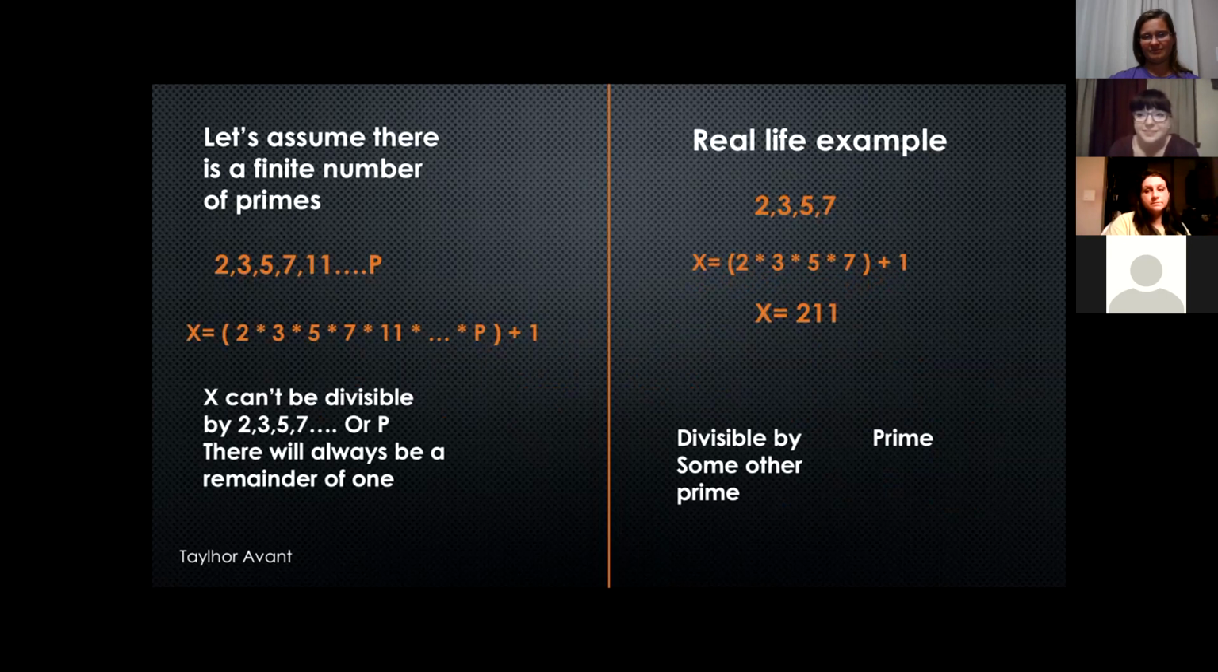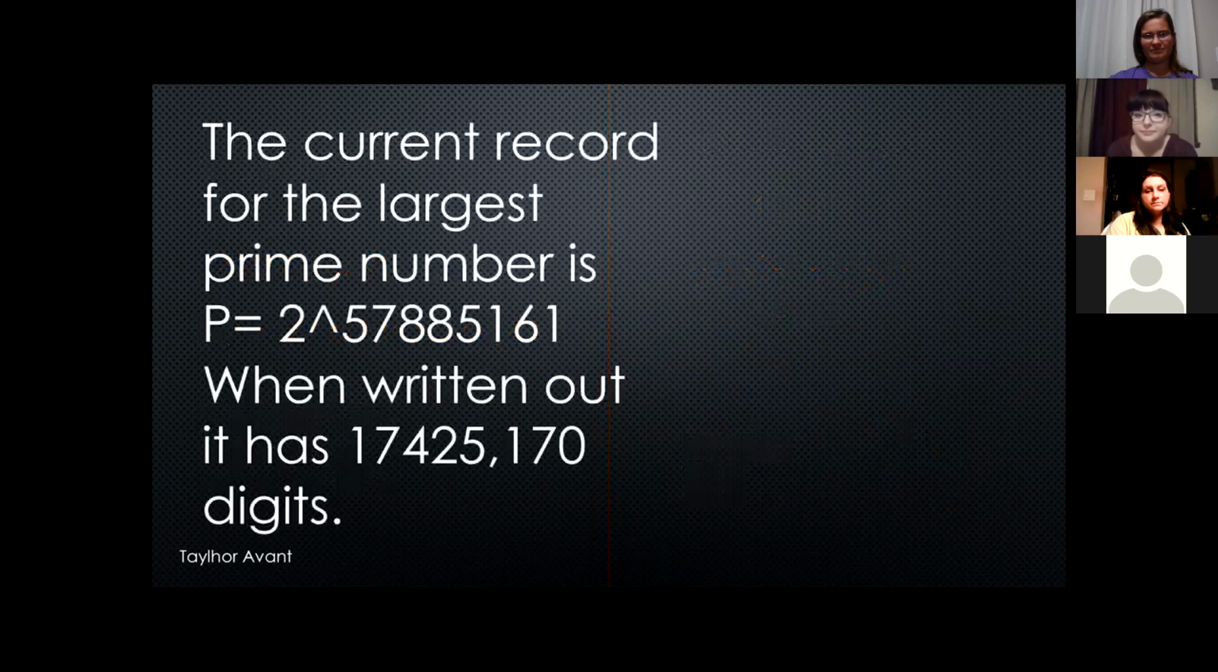Still, that doesn't tell us what the largest prime number is. The current record for the largest prime number is 2 to the power of 57,885,161. Written out, this number contains 17,425,170 digits. Amazing, huh? Well, thank y'all for listening. I'm going to pass it on to Jessica.